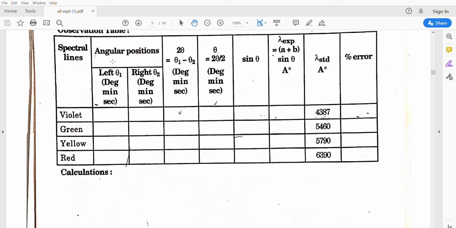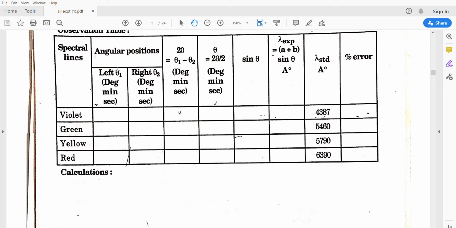Once we observe the tabular column, we will go for the spectrometer settings also. First we will observe this tabular column. What is this tabular column? The first column is the colors: violet, green, yellow and red. As I already told, this diffraction grating splits the white light coming from the mercury lamp into colored fringes. The grating produces the diffraction pattern and separates the white light into different colors.